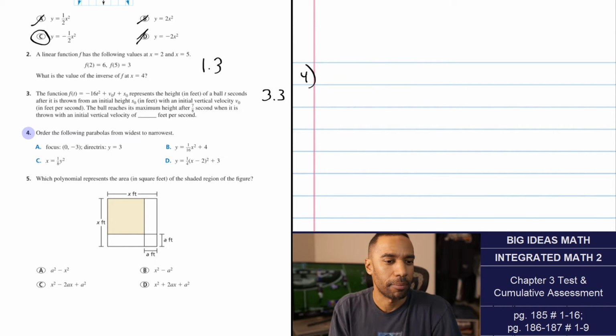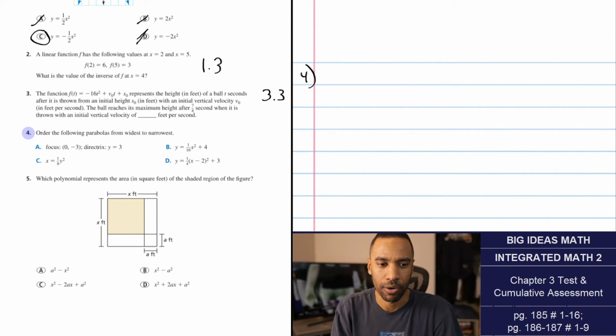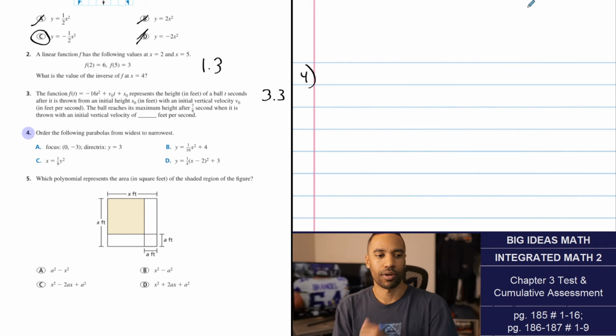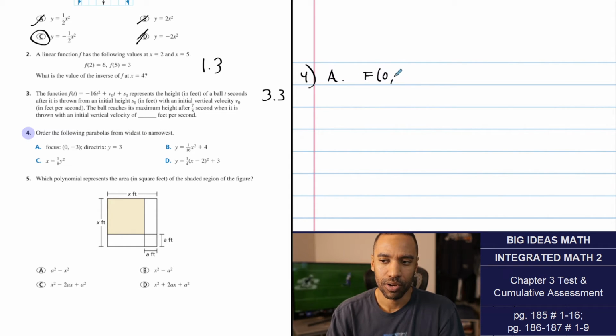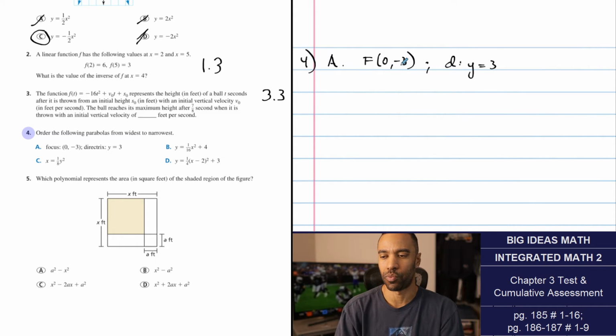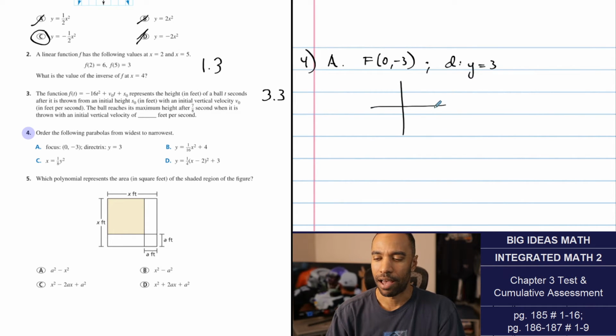Order the following parabolas from widest to narrowest. All right, A is going to take the most work. The other ones are going to have to kind of do their thing. A has a focus of (0, -3) and a directrix of y equals 3. For this first one, imagine a graph.